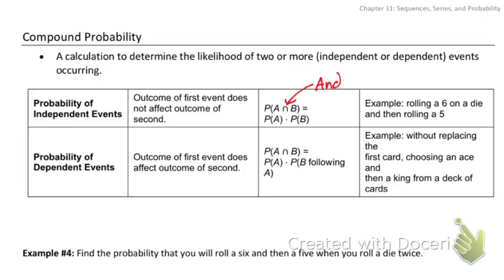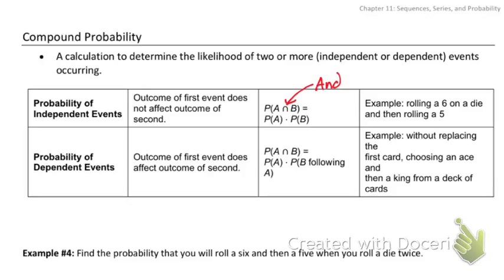Your key word for compound probability is and. And is important. It doesn't look like it is, but it is, because tomorrow we're going to talk about or. There's a big difference between and and or in life, and there's a big difference between and and or in math. So this is our and section. Tomorrow is our or section.